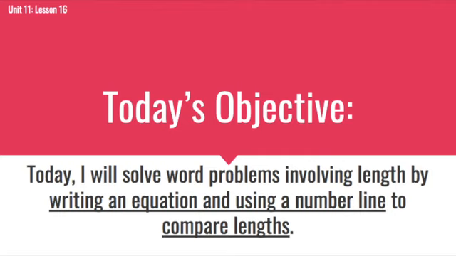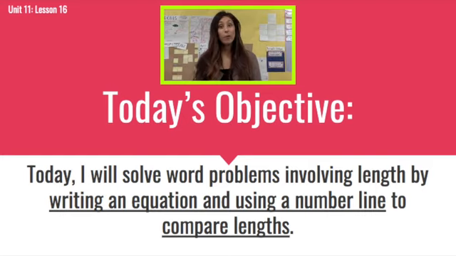Today's objective is: today we'll solve word problems involving length by writing an equation and using a number line to compare lengths. Now it's your turn to repeat today's objective back to me. Ready? Today we'll solve word problems involving length. Nice job. By writing an equation and using a number line. Sounds great. To compare lengths.